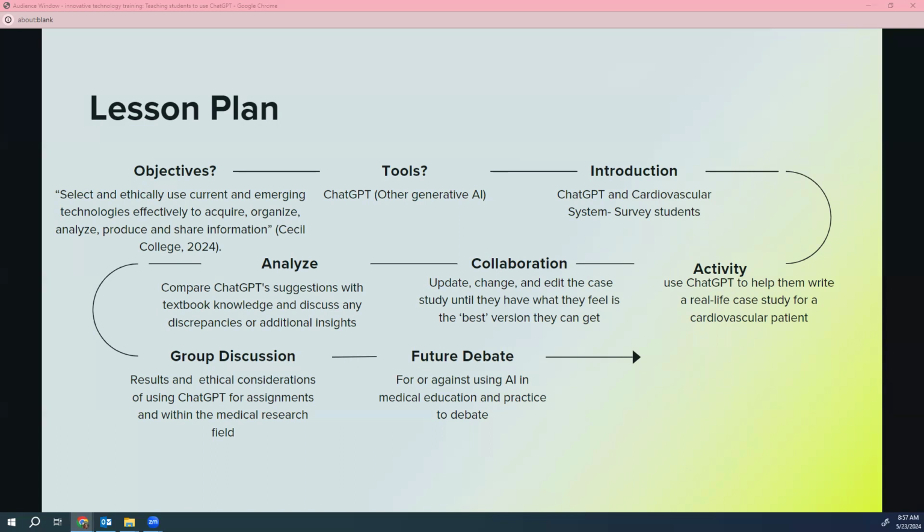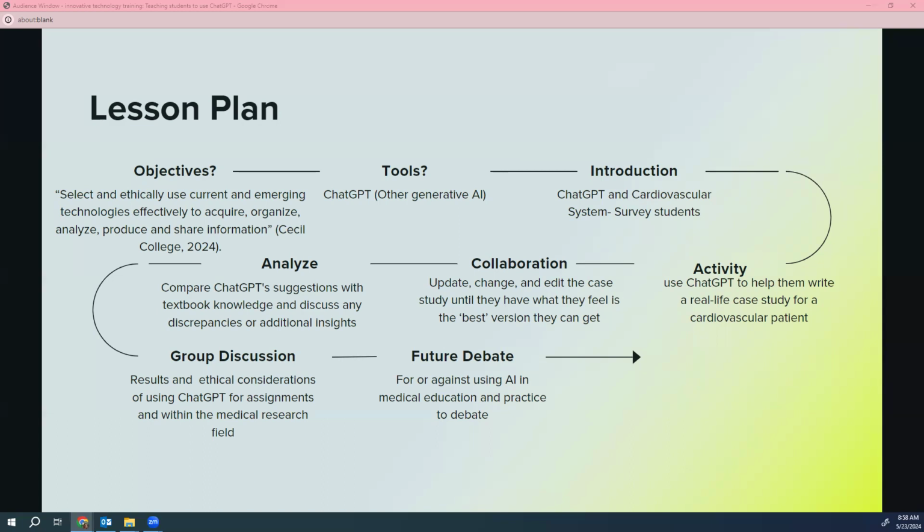As for the purposes of the anatomy and physiology courses that I teach, students should also be able to evaluate and analyze the structures and functions of the cardiovascular system. In my introduction for this lesson with the students, I would give a little survey: have they used ChatGPT, and what do they already know about the cardiovascular system.